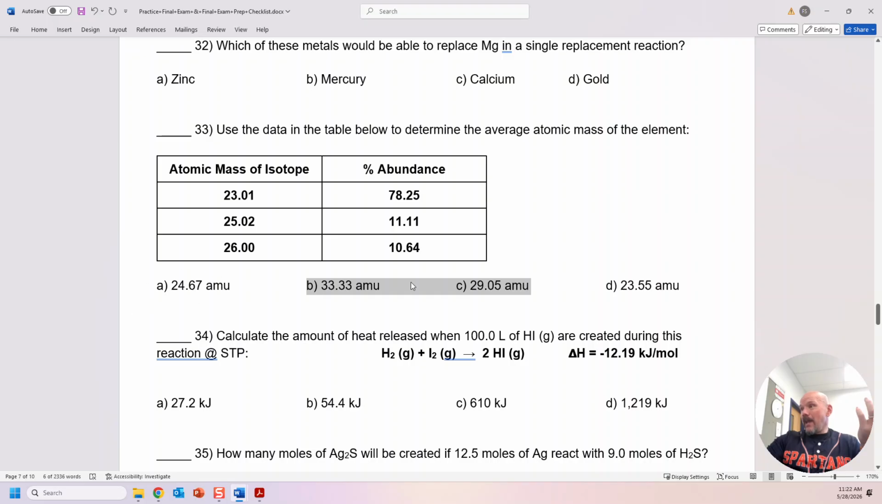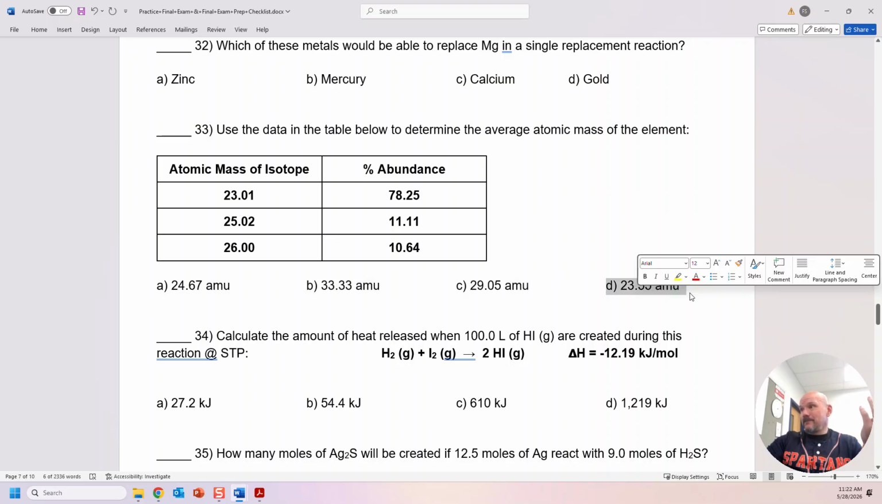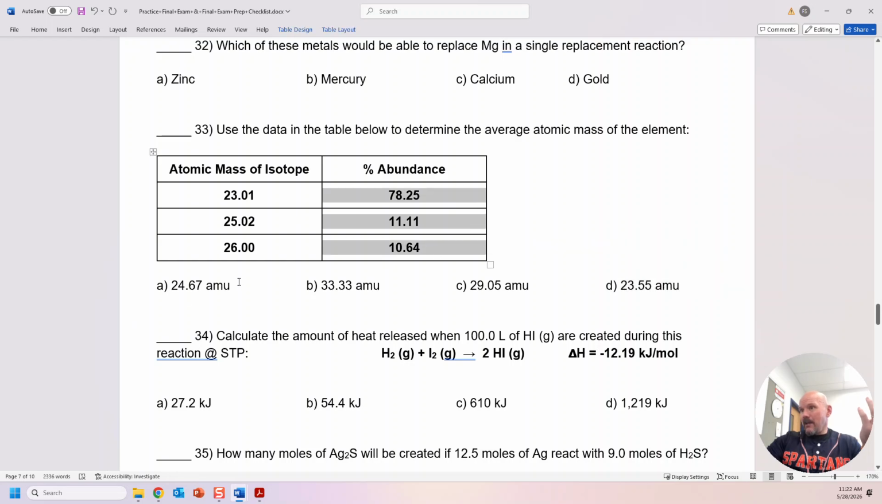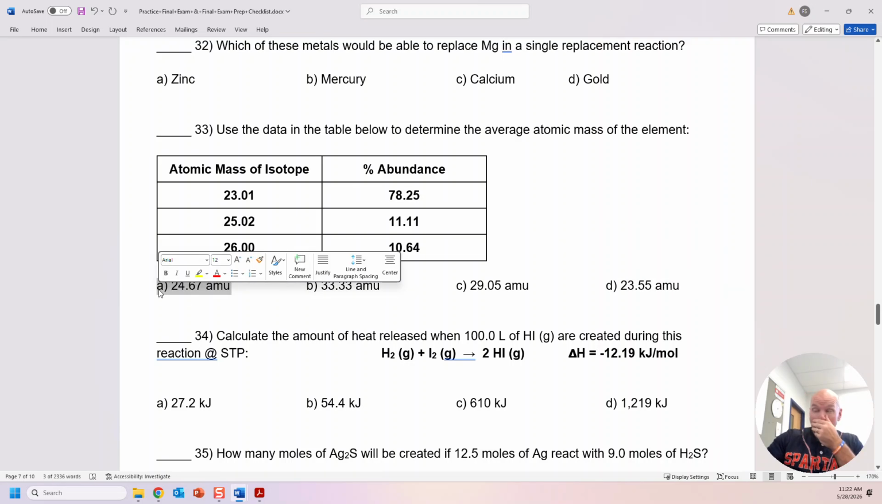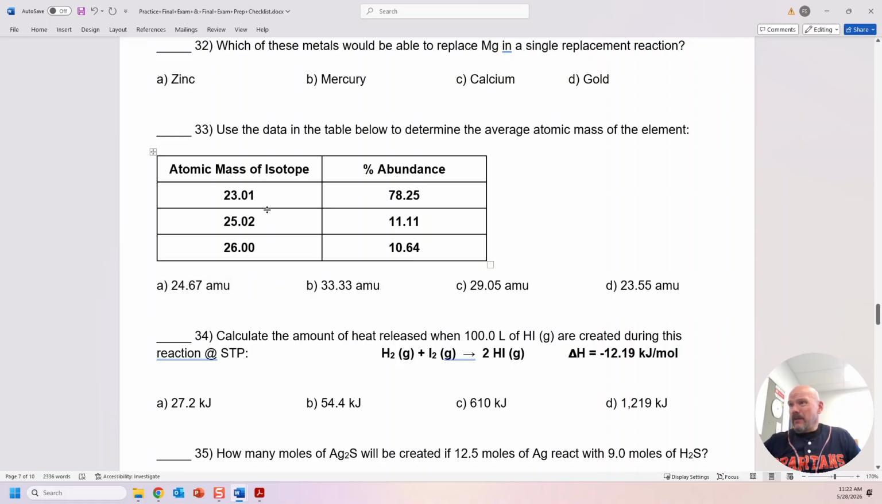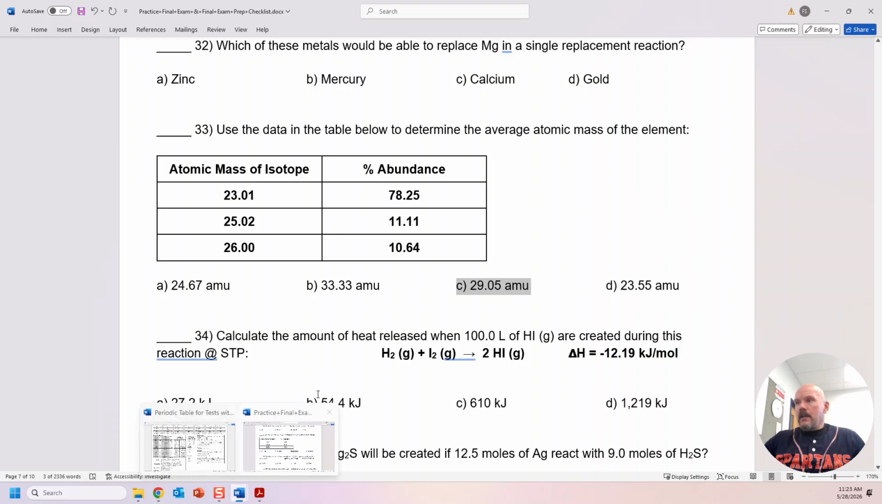And really, if you had to guess, the weighted average is going to be closer to that with these percentages and a lot further away from that. So probably could have done it in your head. And again, this is an impossibility, right? The average atomic mass has to be in between 23.01 and 26. So it can't be 33, it can't be 29. Okay, so B and C would just not be correct guesses. All right, moving on to the next one.